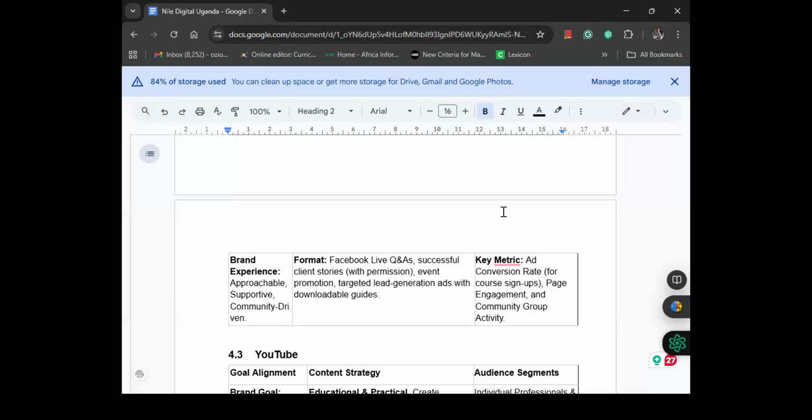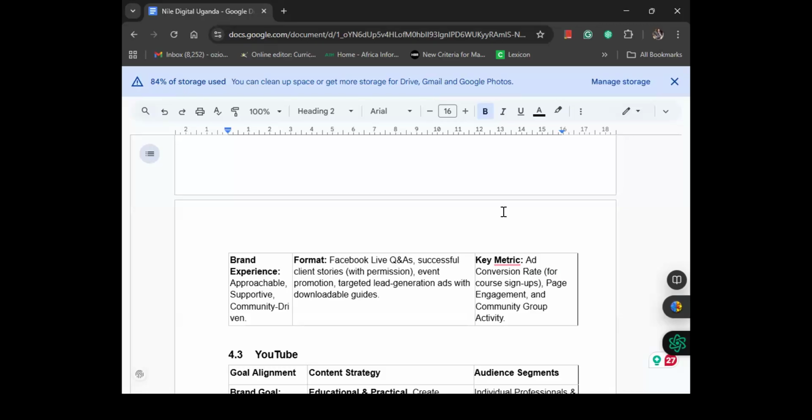Yes. So there is ad conversion rates for course sign up, page engagement, and community group activity. Because if you create a group, people need to be active in the group. If you are not active, it's either you have the wrong audience or the content is boring. Or you just got the wrong people. You get it now.